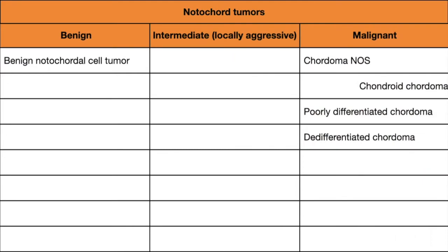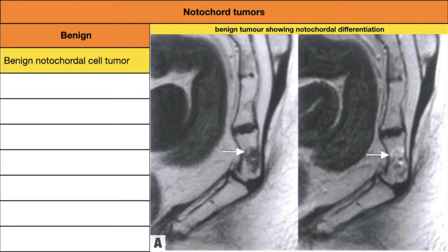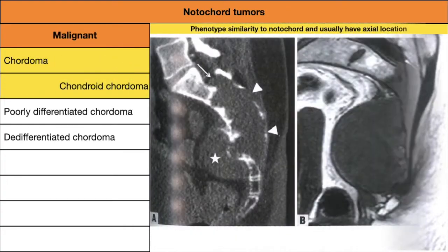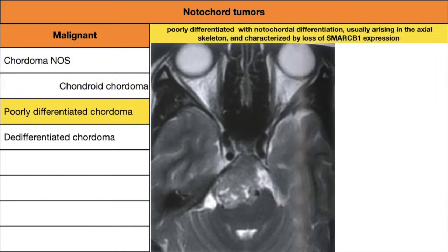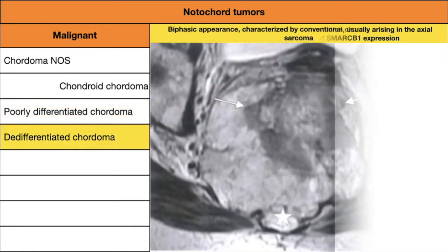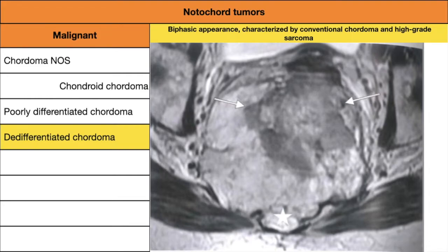Then we have notochordal tumors. In the benign category, we have benign notochordal cell tumor. They are benign tumors showing notochordal differentiation. Chordoma or chondroid chordoma are malignant notochordal tumors. They have a phenotypic similarity to notochord and usually have an axial location. Then poorly differentiated chordoma is the next category of malignant notochordal tumors. They are poorly differentiated with notochordal differentiation, usually arising in the axial skeleton and characterized by loss of SMARCB1 expression. Dedifferentiated chordomas are malignant notochordal tumors that have a biphasic appearance characterized by conventional chordoma and high-grade sarcoma.